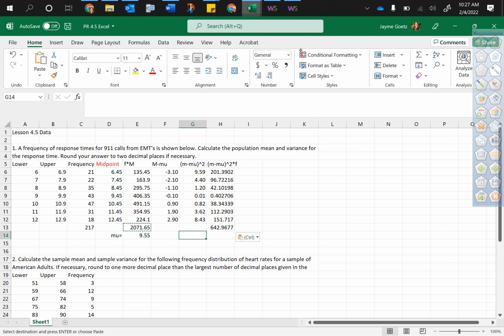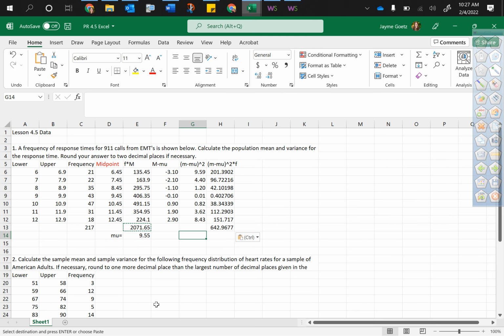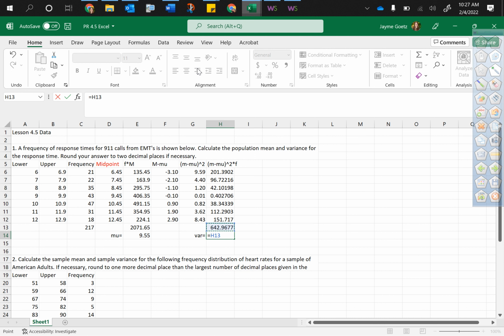Now, to find the variance, we need to take that sum and divide it by what? How many total we have? We already figured out that frequency. We already used it up here. So what am I going to divide it by? 217. So I'm going to put variance equals so I know what I'm finding. Okay, that's how I keep my stuff organized. So I have variance equals that sum that I just found divided by that 217 over here on the frequency.